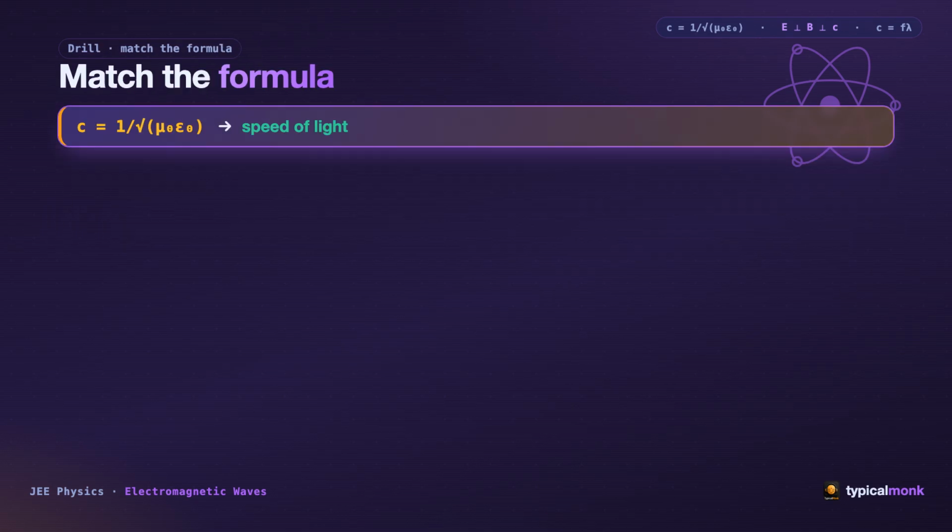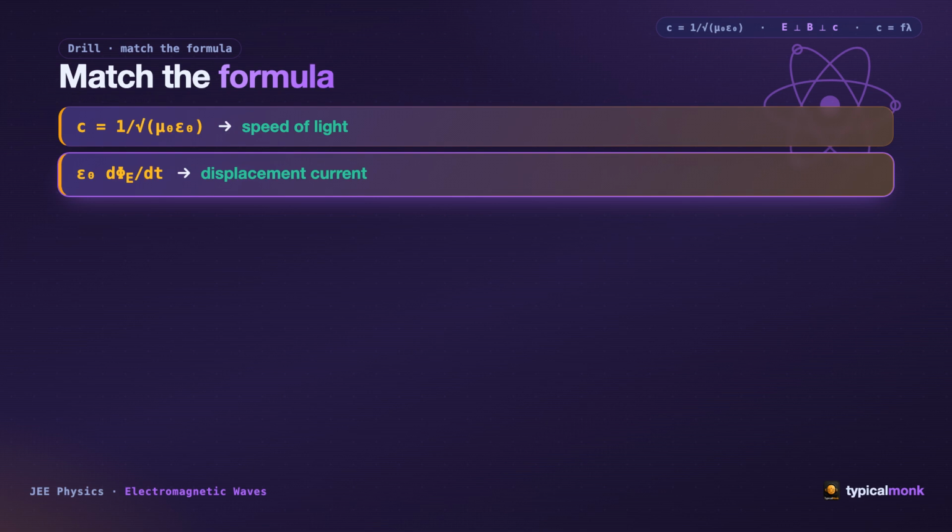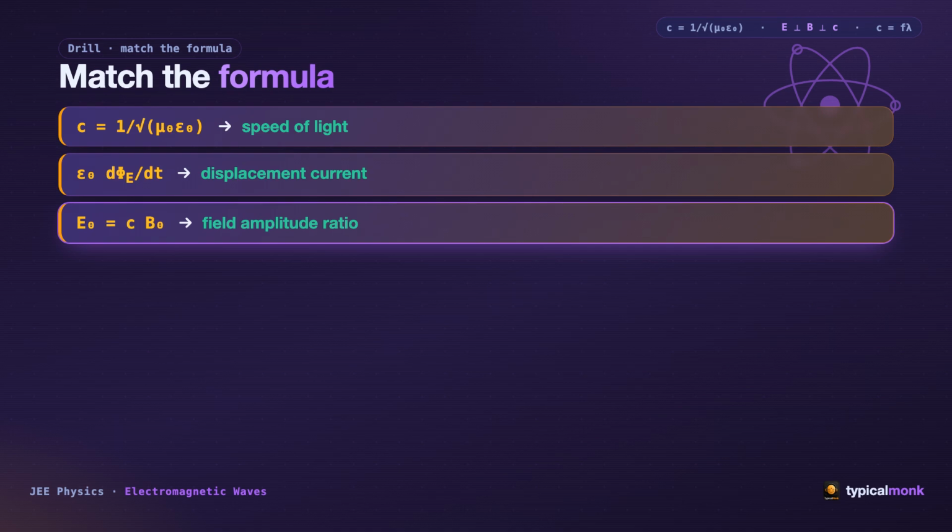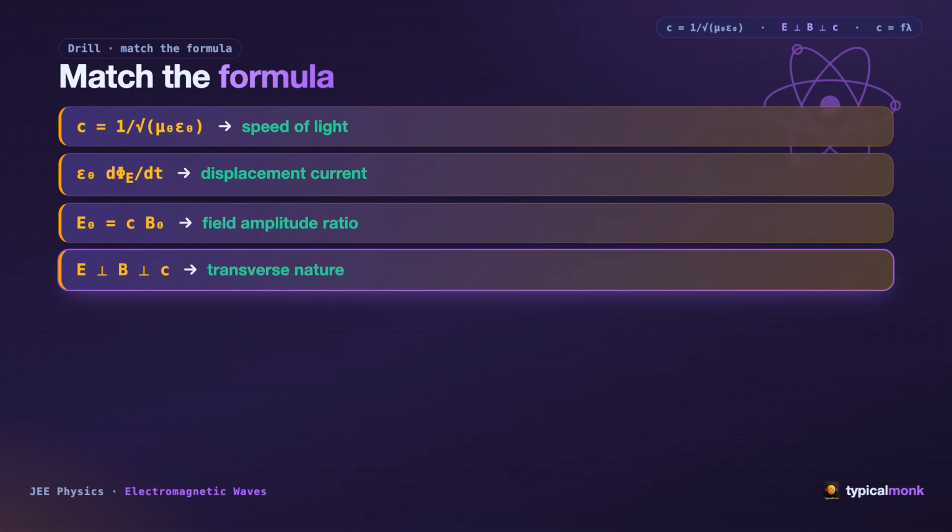Now match each formula to its meaning. c equals 1 over the root of mu naught epsilon naught goes to the speed of light. Epsilon naught times d phi by dt goes to the displacement current. E naught equals c times B naught goes to the field amplitude ratio. And E perpendicular to B, perpendicular to c, goes to the transverse nature. 4 pairs, each worth memorizing.